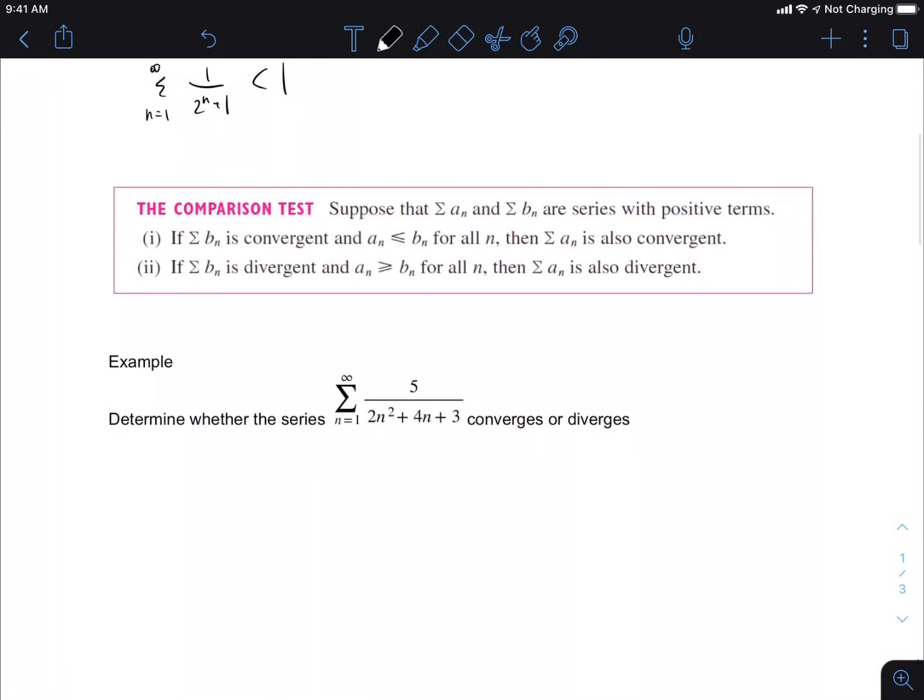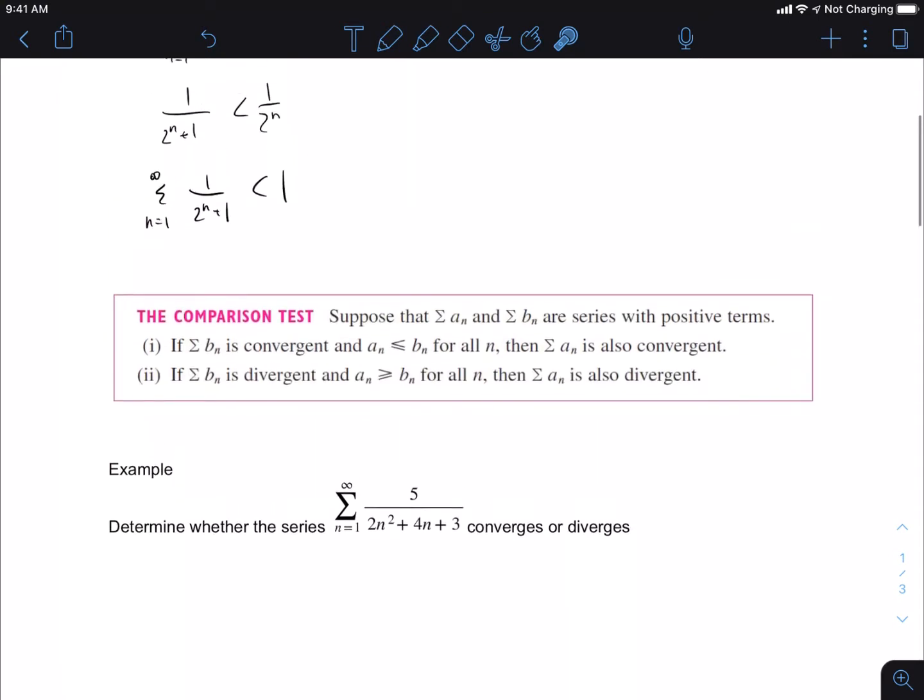So in the comparison test, it talks about two series, right? Some series with a sub n terms and the other with b sub n terms. And the first one says we have convergence if the bigger term converges, then the smaller term must also converge. Basically, we're going to take something that's bigger, and because it's bigger, we're going to be able to show that if it converges, then the other converges. That's what I did up here. This was bigger than this. Since this converges, this also must converge to something.